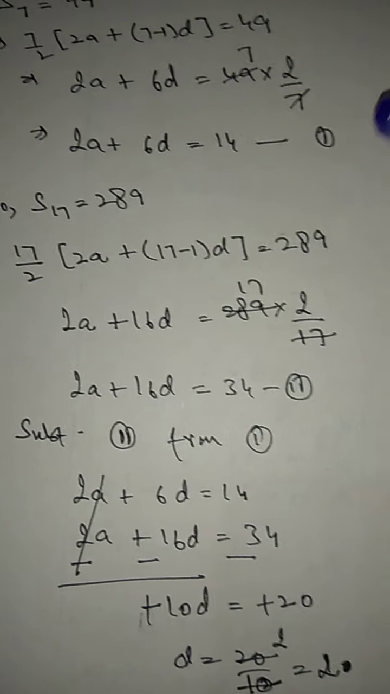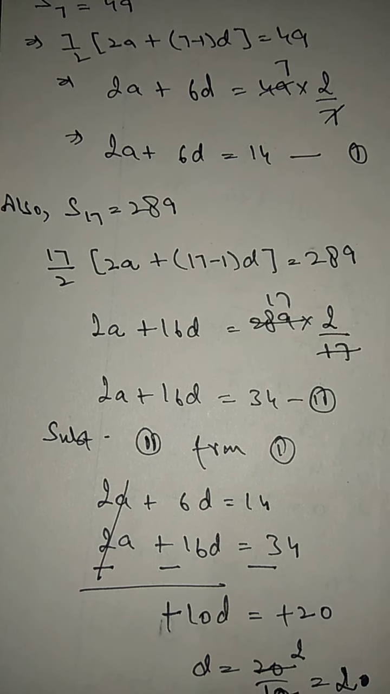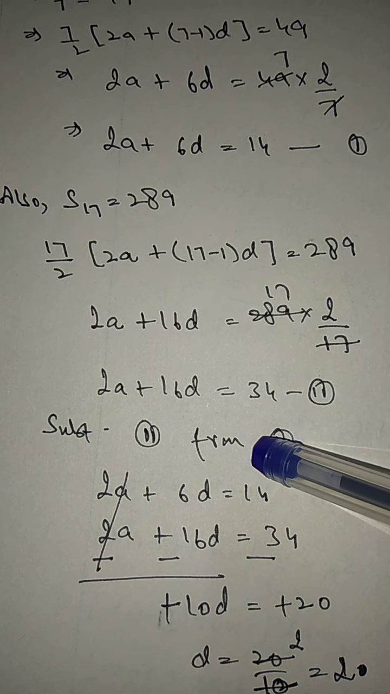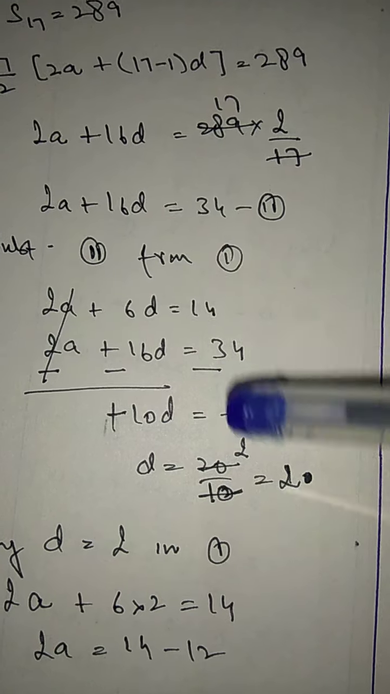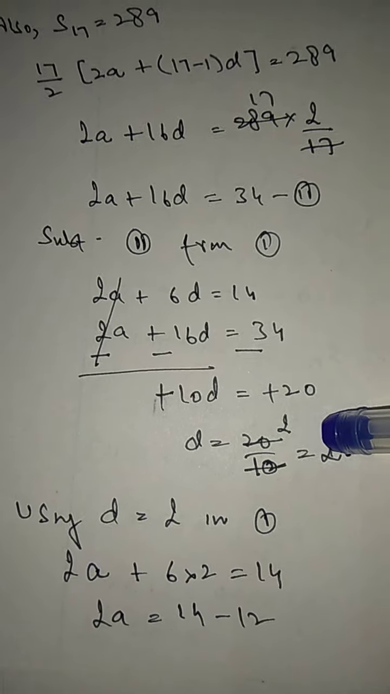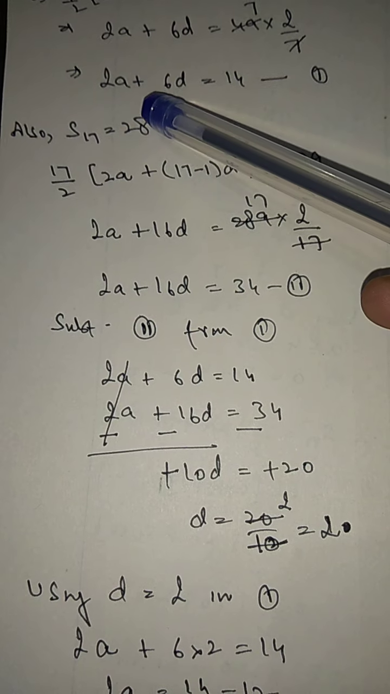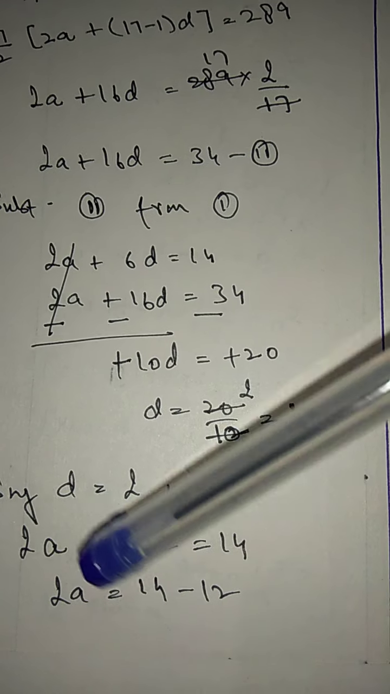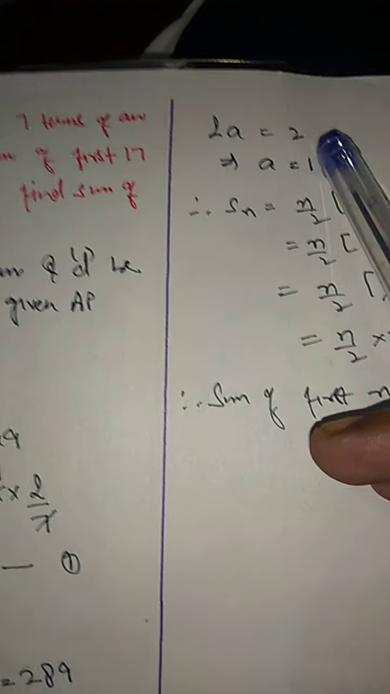Now again, equations first and second are two linear equations in A and D. For solving them, we subtract equation second from equation first. After subtracting, we get the value of D as 2. When we use this value of D is equal to 2 in the first, we get 2A plus 6 into 2 is equal to 14, which gives 2A plus 12 is equal to 14. So 2A is equal to 14 minus 12, that is 2A is equal to 2, that is A is equal to 1.